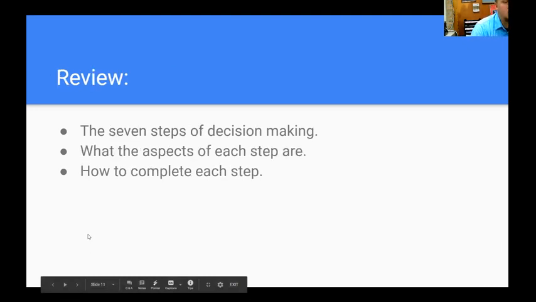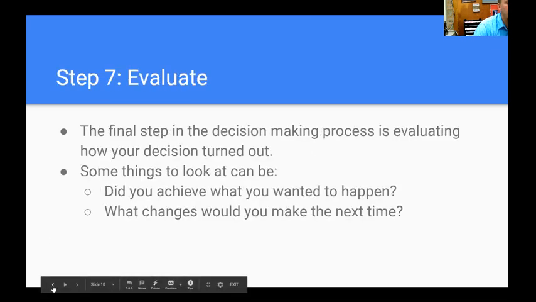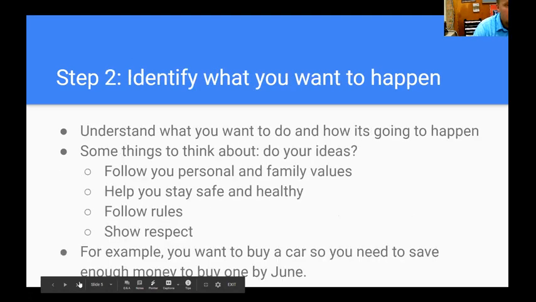So review. The 7 steps of decision making, we'll go back through and review all of them. Like I said, step 1, describe the decision or problem. You need to figure out what the problem is or what decision you're trying to make, and describe it and figure out what exactly it is you're trying to do or accomplish or make.